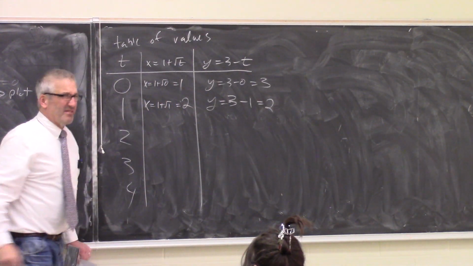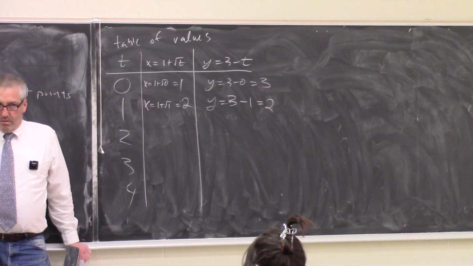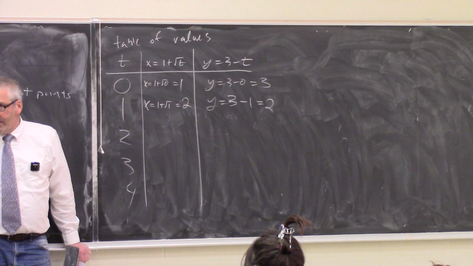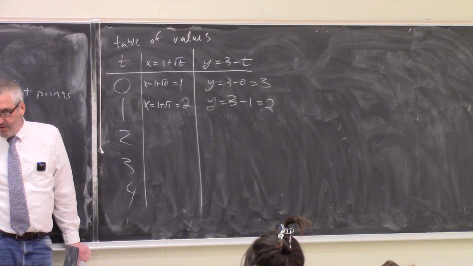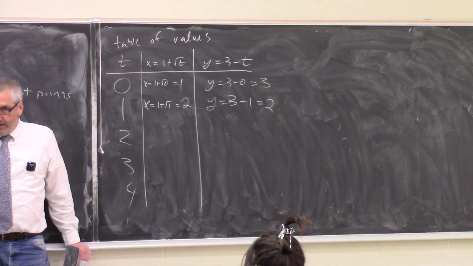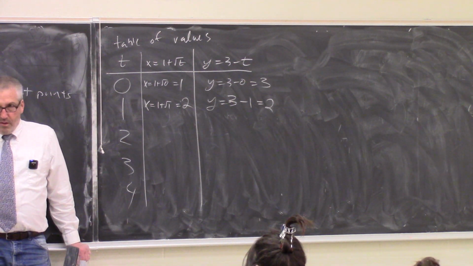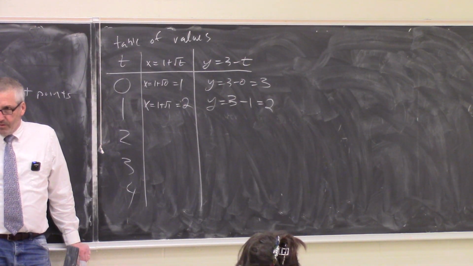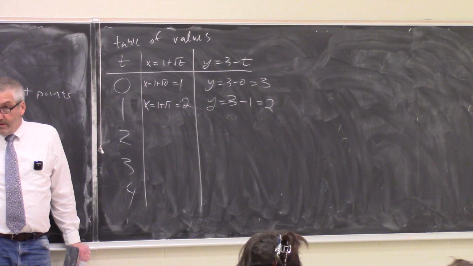Okay, when t is 2, what's x? I just put 1 plus square root of 2. Which is a pain, right? They didn't tell us what values of t we had to use. It was my bright idea to make this usual table, but it turns out that these values of t are going to be kind of a pain. What would be the next convenient value of t?